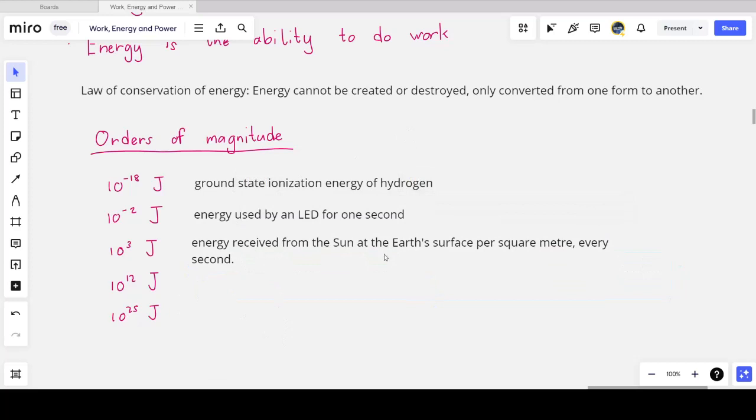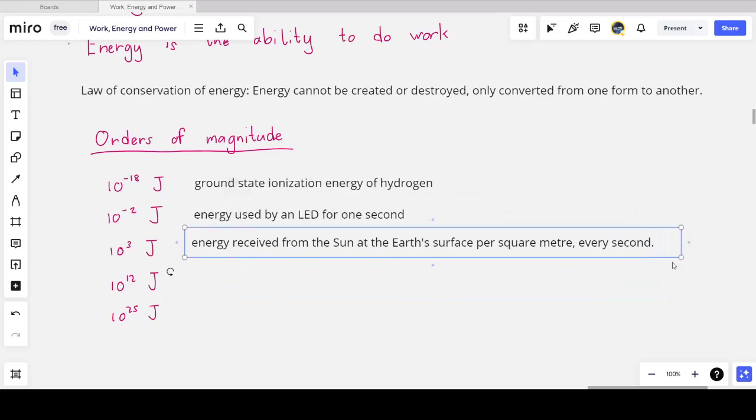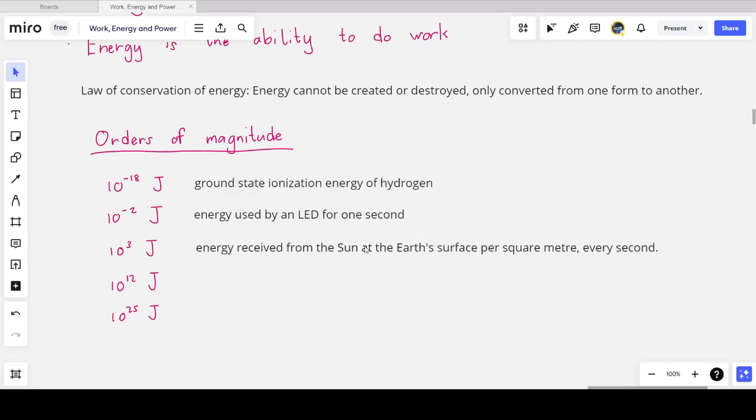So we receive 1,000 joules of energy from the sun on every square meter patch of the Earth's surface every second. So you cannot have more energy irrespective of how many solar panels you have per square meter every second. That's the maximum amount of energy. If you have a square meter solar panel, you're not going to get more than 1,000 and a bit. I think it's 1.4 thousand joules per square meter for every second.